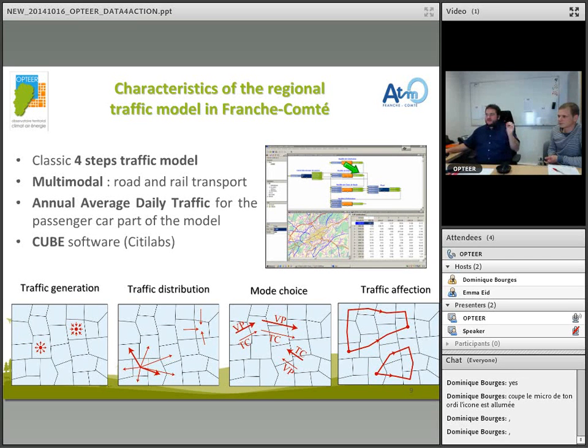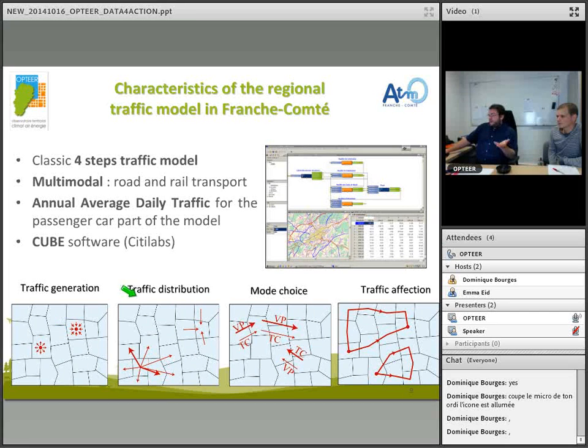We are not building it from scratch. So when I say a classic four-step model, it starts from traffic generation. You have places where traffic is generated and places where traffic will be directed. For example, generation of traffic can be a living place, a residential area, and the traffic destination will be works, jobs, and job areas or commercial areas. This is the first step of the model.